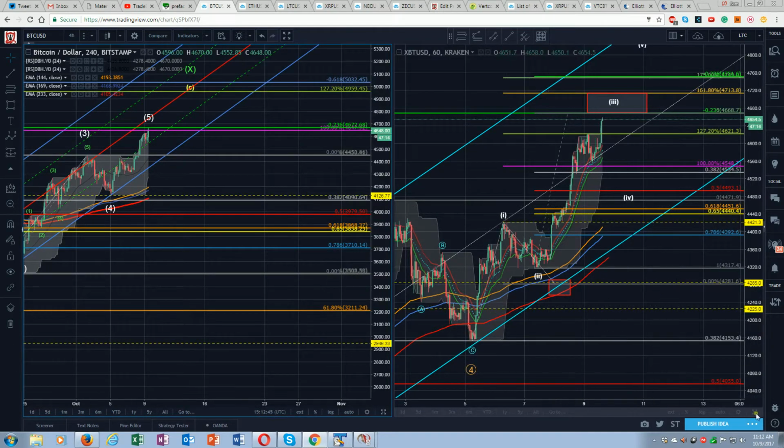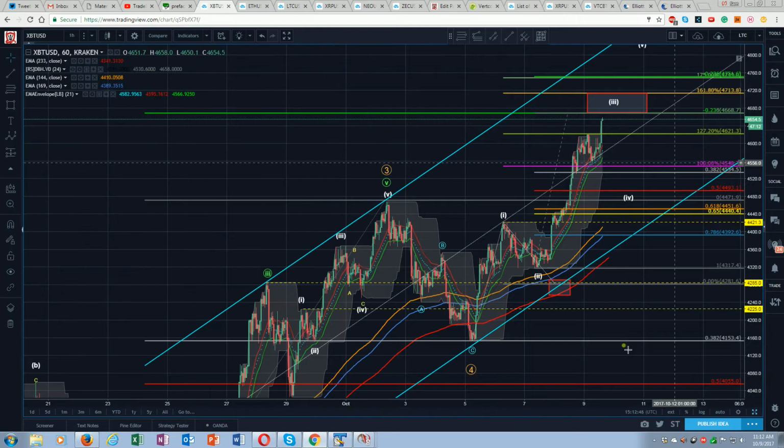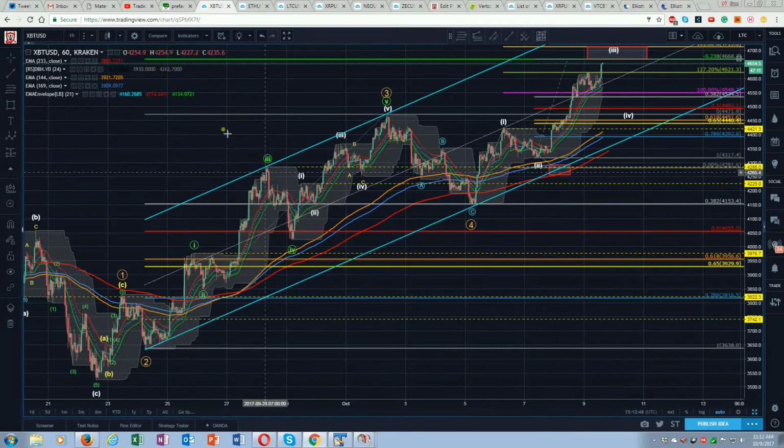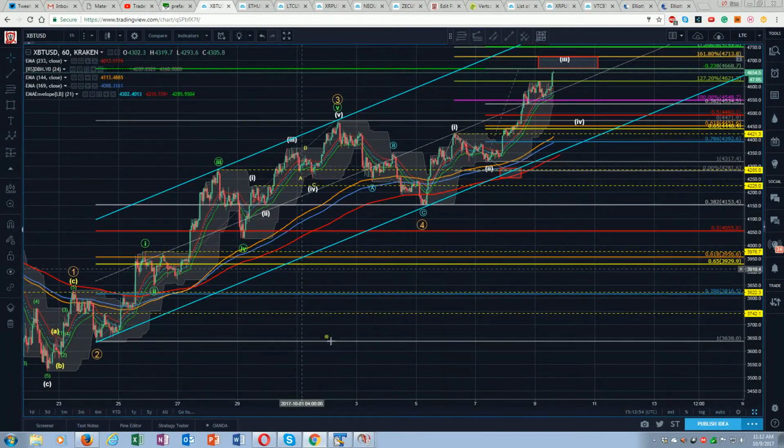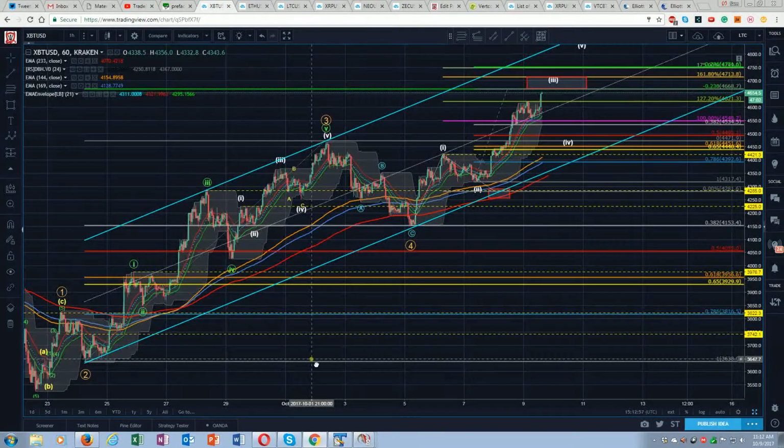So here it is on the hourly. Now, this is on Kraken only because this is where I've been trading it. So I'm watching this one. I have a couple of things drawn up here, and we've got our nice channel on this.